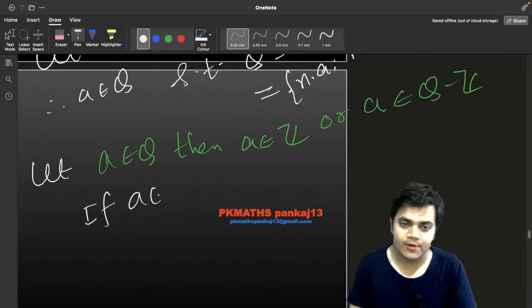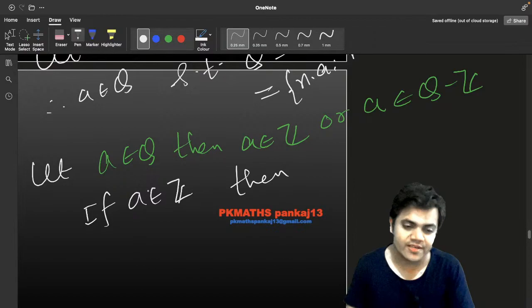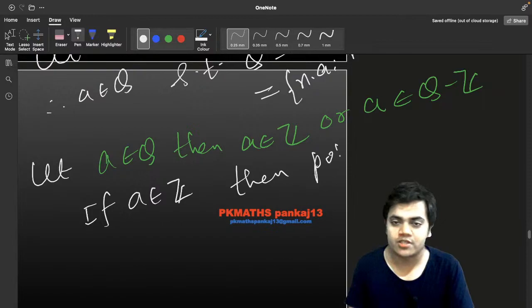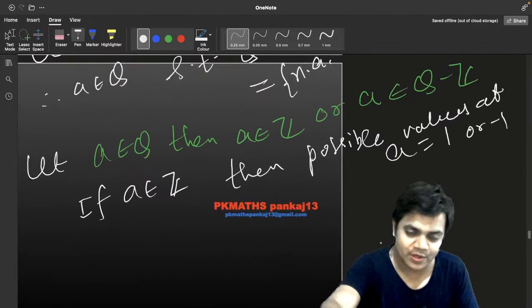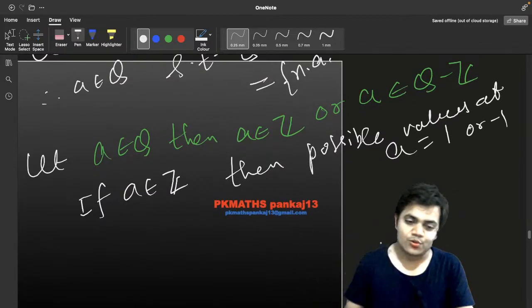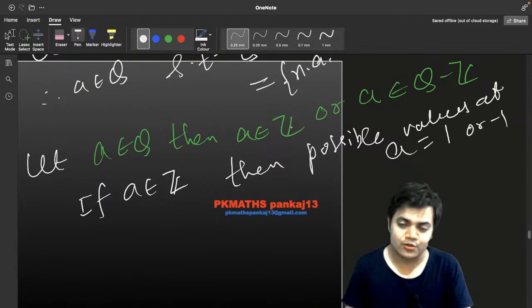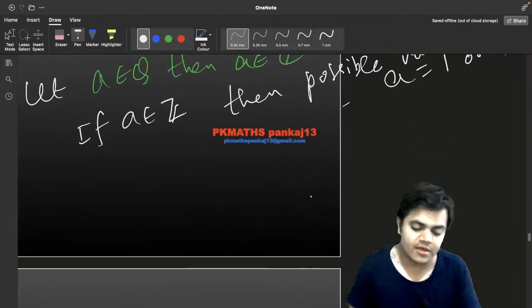If A belongs to Z, then what do you think about the generators? Certainly if A belongs to Z, the possible generators, the possible values of A, will be what? Either 1 or -1, right? If A belongs to Z, since Z is inside Q, we can say that A will be either an integer or a non-integer. If A is an integer, then the possible values of A are either 1 or -1.